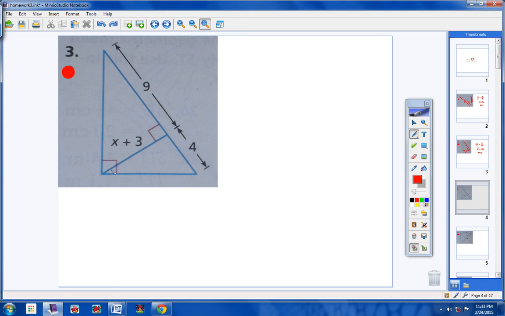So here's what you need to know. The length of the altitude is always the geometric mean of this length here and this length here. Always. Let me go over that again. This length here is always the geometric mean of this length and this length. So x plus 3 is my geometric mean. So I'm going to put that here, and I'm going to put that here. X plus 3 is the geometric mean of these two numbers here. So your 9 and 4 would go here and here, or you could swap them, it doesn't matter.